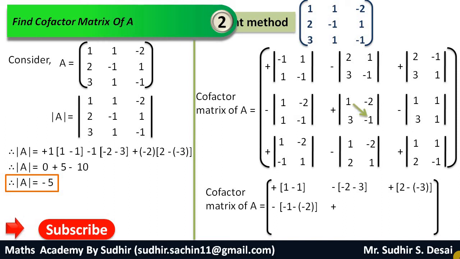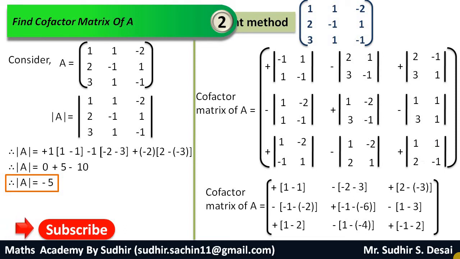Next plus 1 into minus 1 is minus 1, middle sign minus, minus 1 into 3 is minus 6, minus 1 into 1 is 1, middle sign minus, 1 into 3 is 3. Last row plus 1 into 1 is 1, middle sign minus, minus 2 into minus 1, minus minus will become plus, and 2 into 1 is 2. Next minus 1 into 1 is 1, middle sign minus, minus 2 into 2 is minus 4. And finally plus 1 into minus 1 is minus 1, middle sign minus, 1 into 2 is 2.